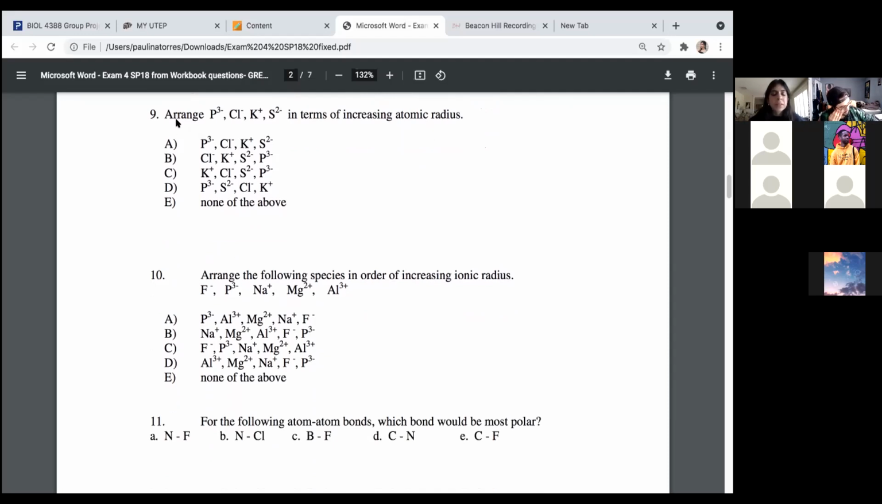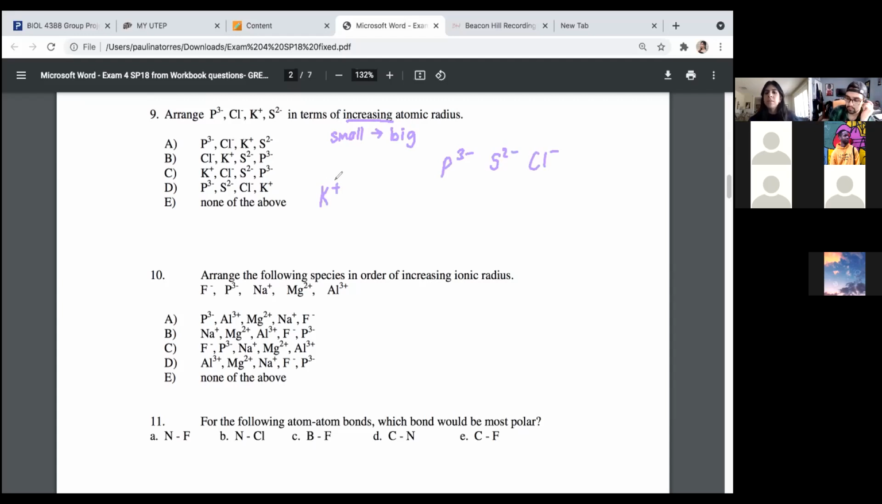All right. So number 9 says arrange P3 minus, Cl minus, K plus, and S2 minus in terms of increasing atomic radius. All right. So you guys better have atomic radius down after this because this is like our third problem with it. So increasing, once again, we're going to have small, big. All right. So let's draw out where these are again on the periodic table. So we have P3 minus. We have chlorine, which is going to be over here, chlorine minus. We have S2 minus in between them. And which am I missing? Potassium. Okay, so we have potassium down here.